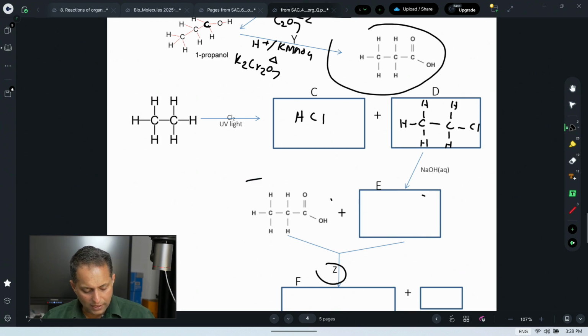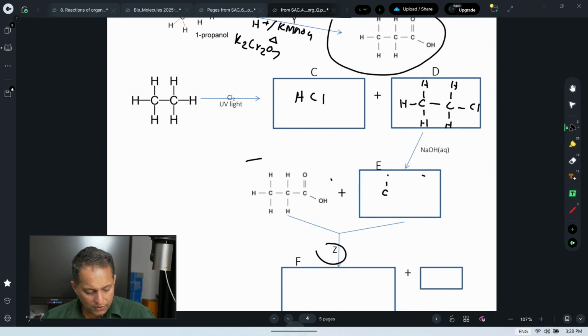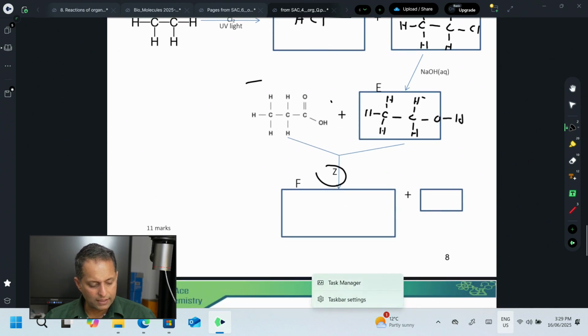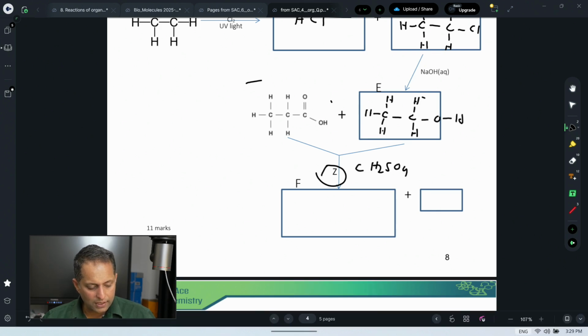So then you're adding sodium hydroxide, which will make ethanol. So ethanol and ethanoic acid, the Z has to be concentrated sulfuric acid, right? Without that, the reaction will not simply happen. So you are going to get what? Ester and water. The condensation reaction.